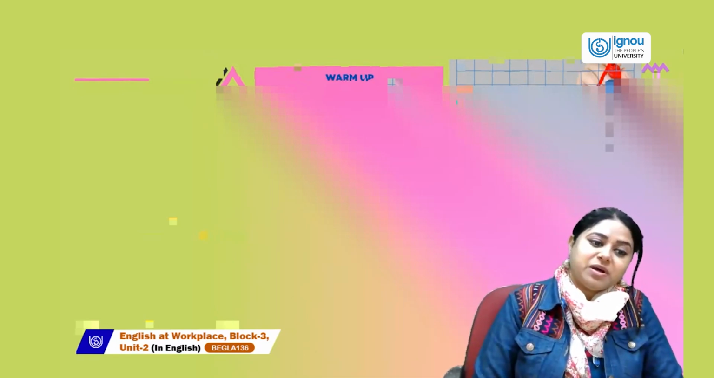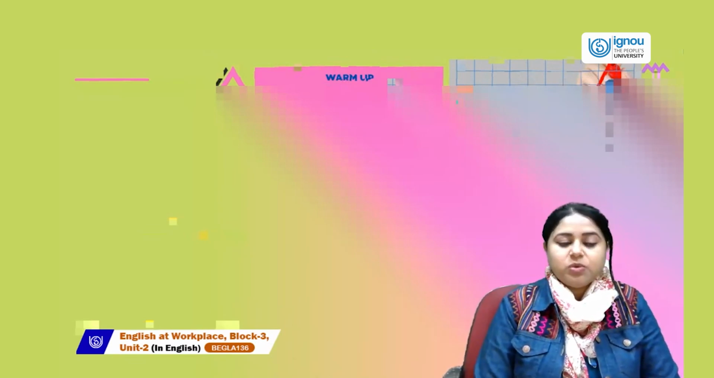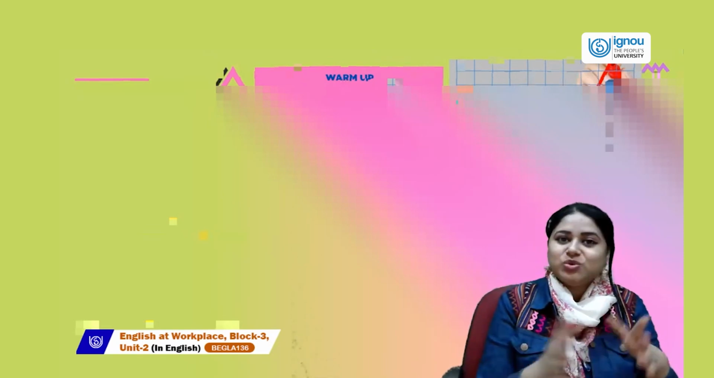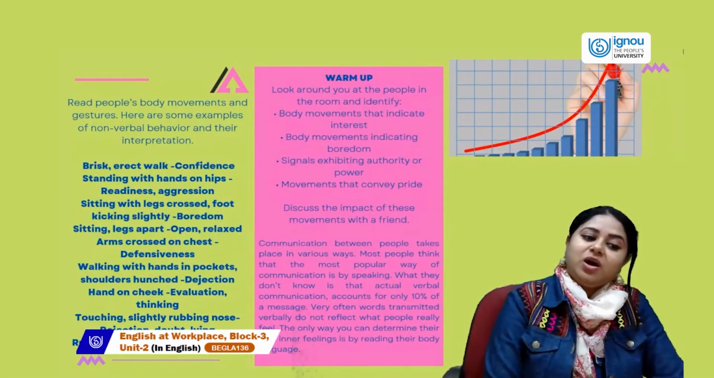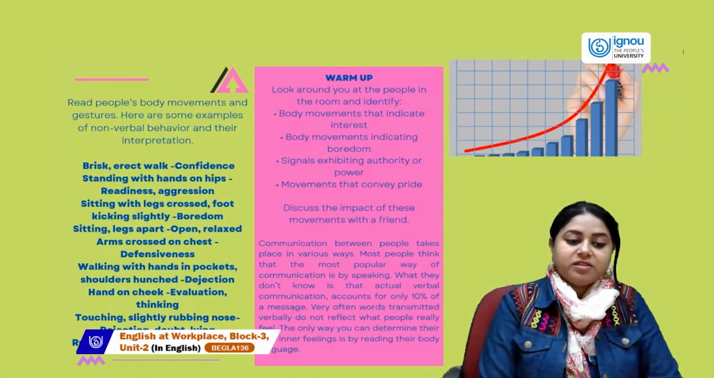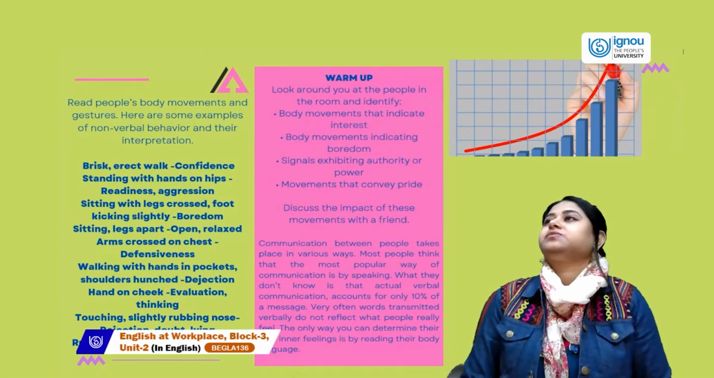So, sitting legs apart, open, relaxed; arms crossed on chest. That shows defensiveness. You must have seen in a few reality shows where somebody is fighting, you often see they go like this, right? So, this shows defensiveness. Now, walking with hands in pockets, shoulders hunched. That often shows dejection. So, think about all these.